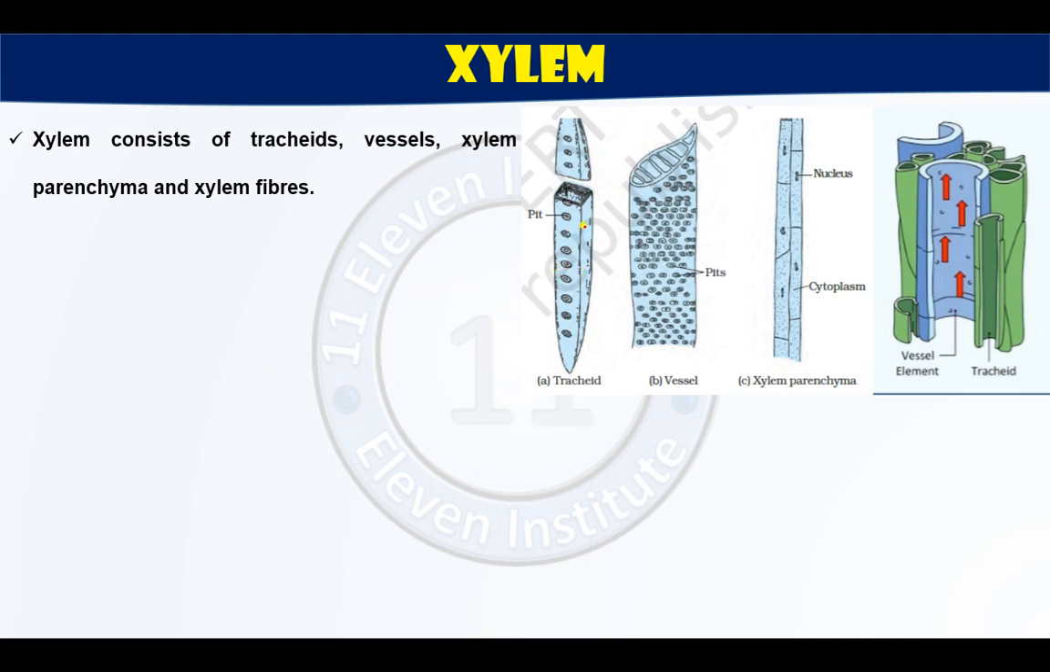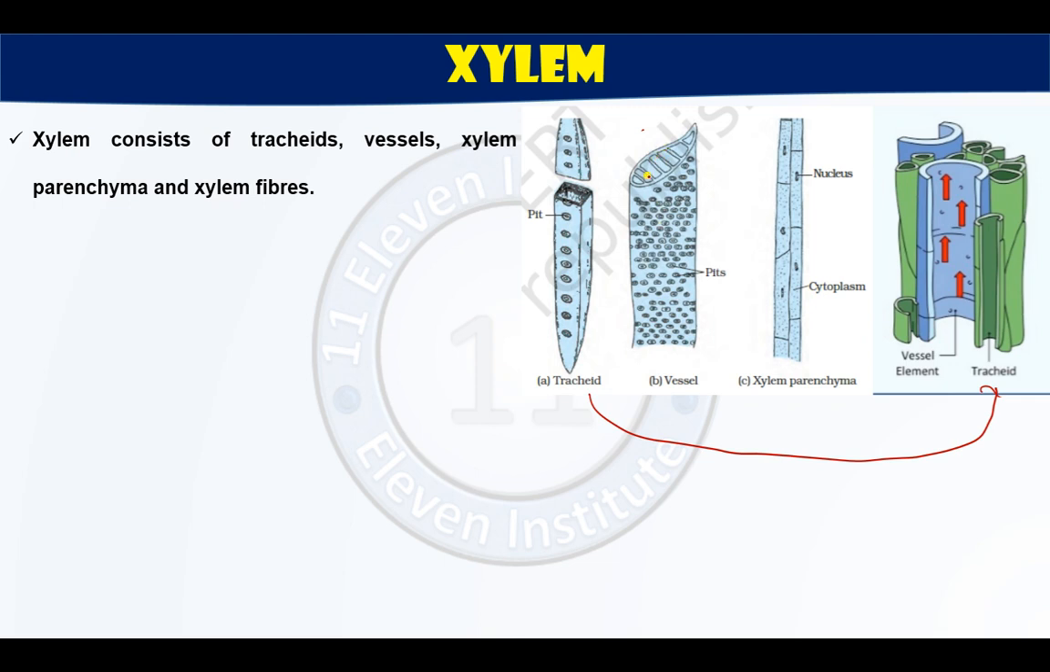This is the image of a tracheid. You can see it resembles over here. Then this is a xylem vessel. You can see there are perforations over here, there are holes over here. Why are these holes or pits present?